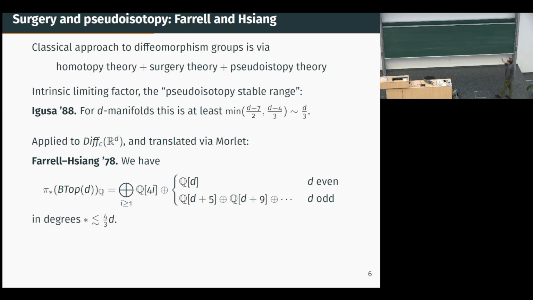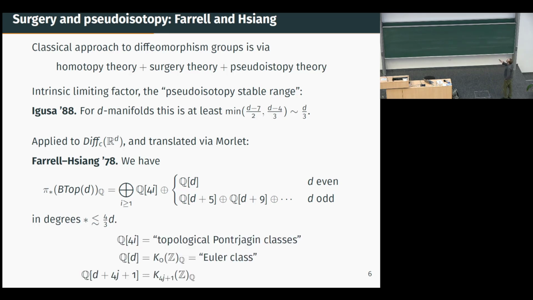And just like before, these classes are not just symbols. I mean, they all have a meaning. The ones in degree 4i are still these Pontryagin classes. The one in degree d is still the Euler class. And the other ones, it turns out, have something to do with algebraic K-theory of the integers. Whatever that is, you should be surprised that it has to do with homeomorphisms of Euclidean space. Okay? That's something essentially in number theory.